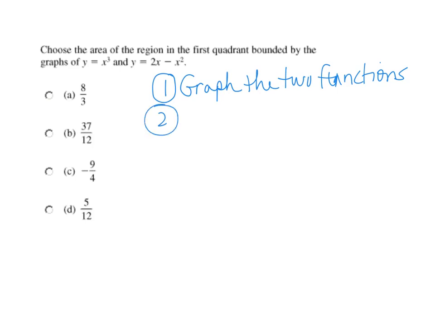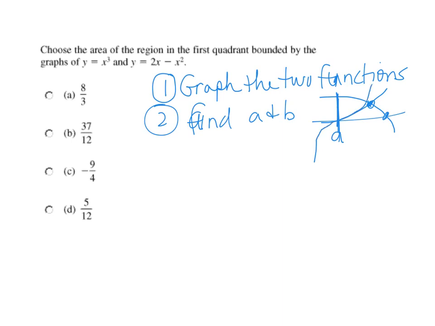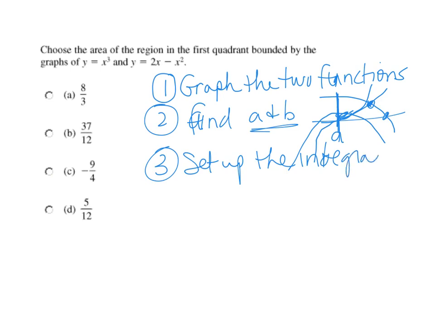Okay, then we need to find the boundaries. We need to find A and B, right? So we need to know, it says first quadrant, so probably A will be here, and then wherever it crosses, if there's some way of crossing, maybe it crosses here or here. I don't know what those look like, but this says one looks like it's some kind of cubic function, and the other is an upside down, right? So it's probably going to look something like that. So you're going to need to find A and B to set up the integral. You're going to need to set up the integral once you figure out which is top and which is bottom, and then solve.